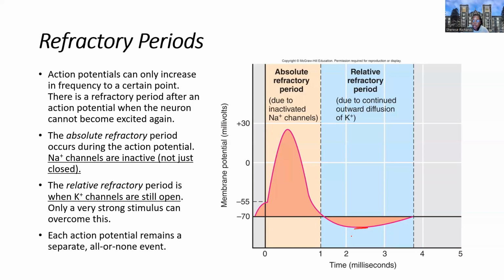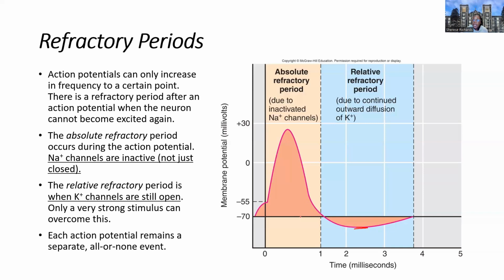So it's going to be harder to depolarize the cell from -85 to -55 than it would be to depolarize from -70 to -55. So in the relative refractory period, it takes a very strong stimulus simply because the membrane potential has overshot and it's way more negative than -70. So we need a stronger stimulus to take us from -85 to -55. And so we could fire another action potential, but it's going to require a strong enough stimulus.